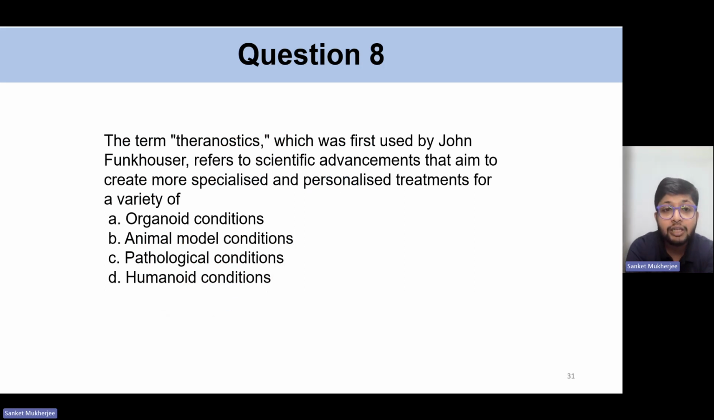The term theranostics, which was first used by John Funkhauser, refers to scientific advancements that aim to create more specialized and personalized treatments for a variety of: A, organoid conditions, B, animal model conditions, C, pathological conditions, or D, humanoid conditions. I'll be giving you a couple of minutes to think on this, and then we'll discuss the answer.